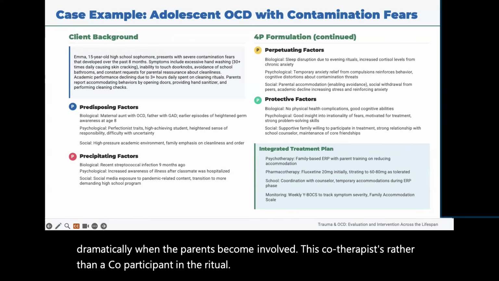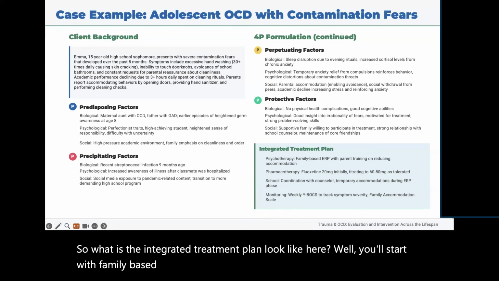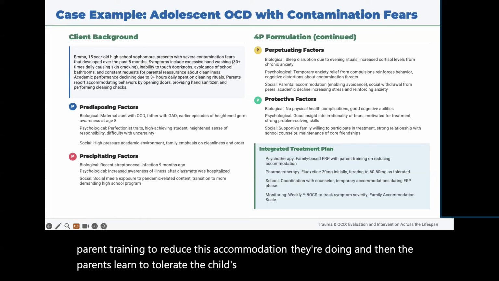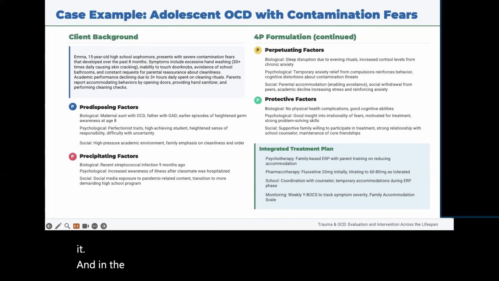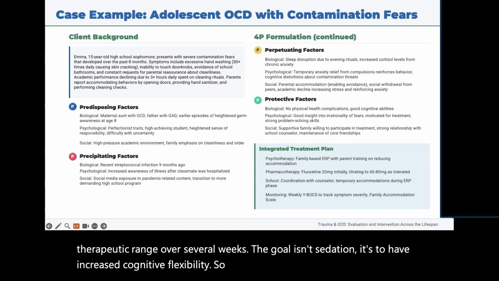So what does the integrated treatment plan look like here? Well, you'll start with family-based ERP, gradual, systematic exposure with parallel parent training to reduce the accommodation they're doing. And then the parents learn to tolerate the child's distress rather than to rescue her from it. And in the child, you could use something like fluoxetine titrated to a therapeutic range over several weeks. The goal isn't sedation, it's to have increased cognitive flexibility so that the ERP can take hold.